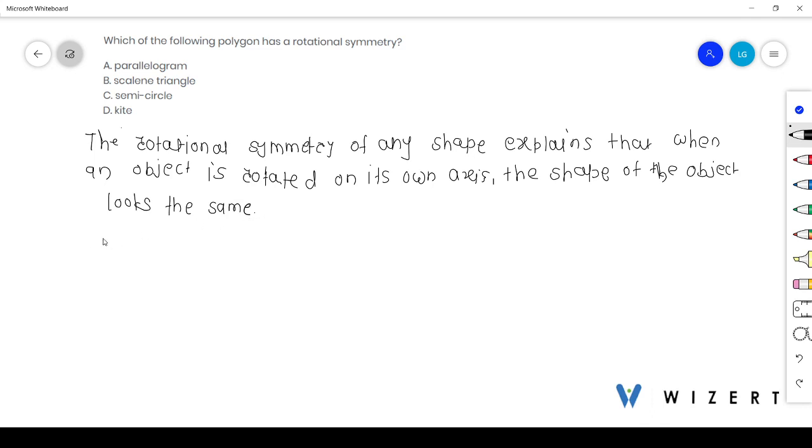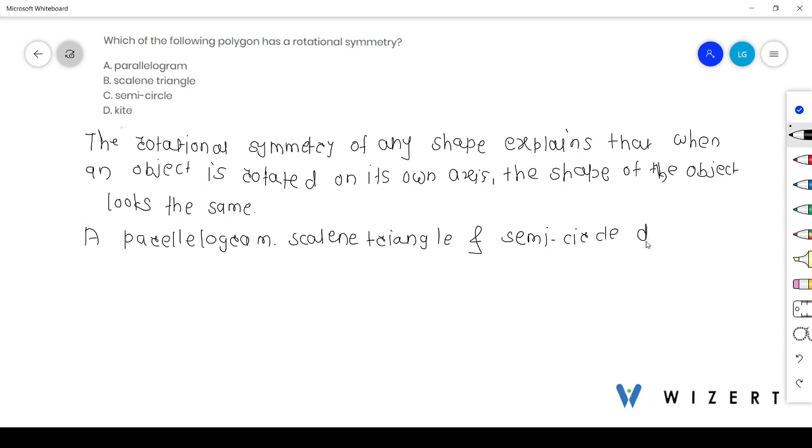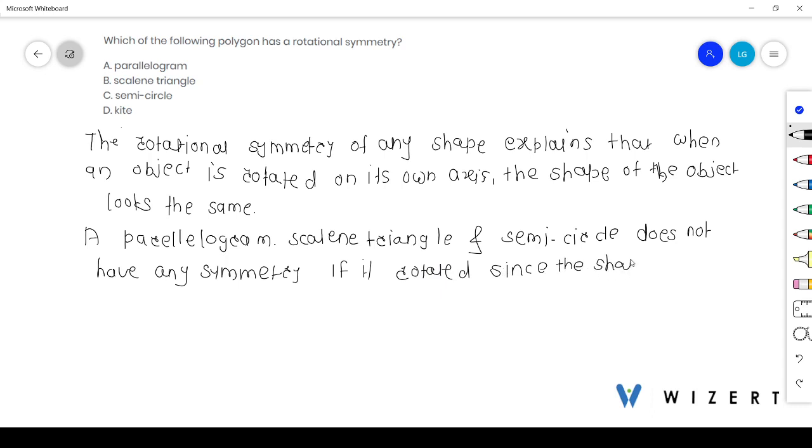Now here, in case of parallelogram, scalene triangle and semicircle, a parallelogram, scalene triangle and semicircle does not have any symmetry if it is rotated, since the shape is asymmetric.